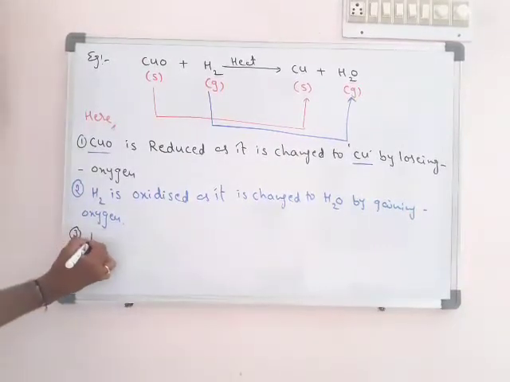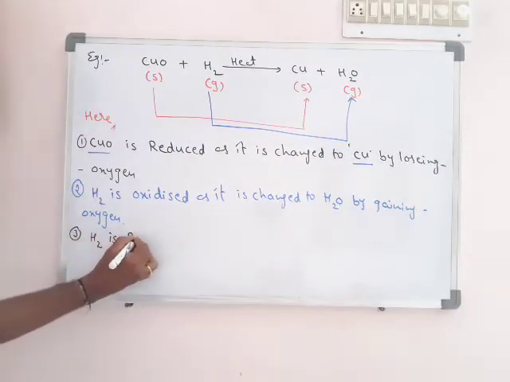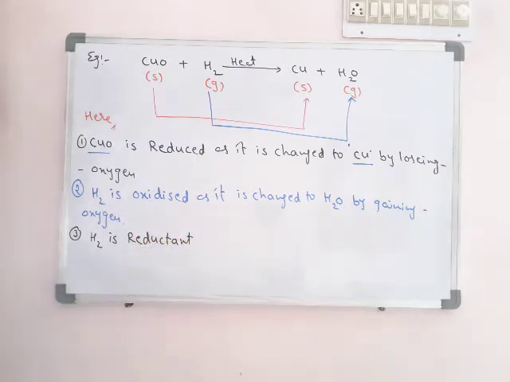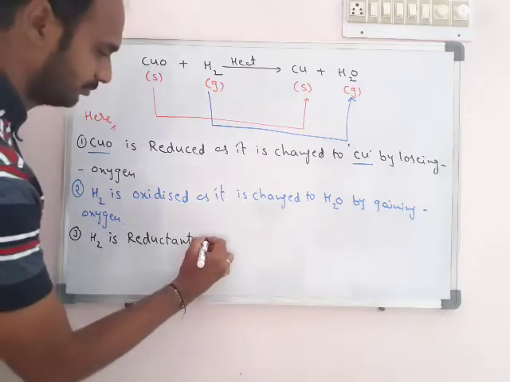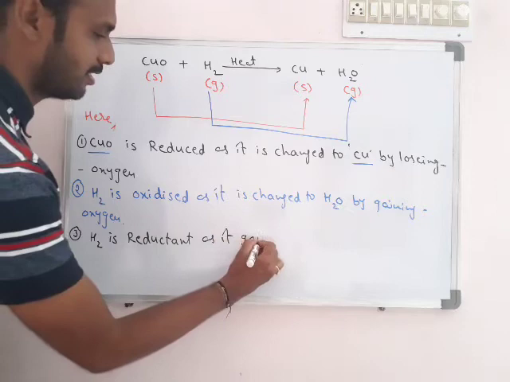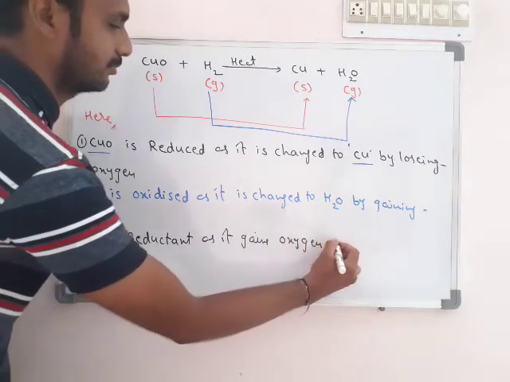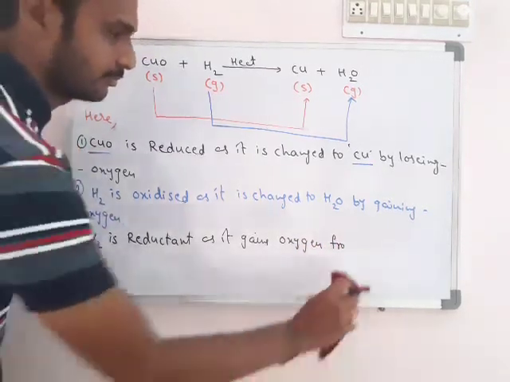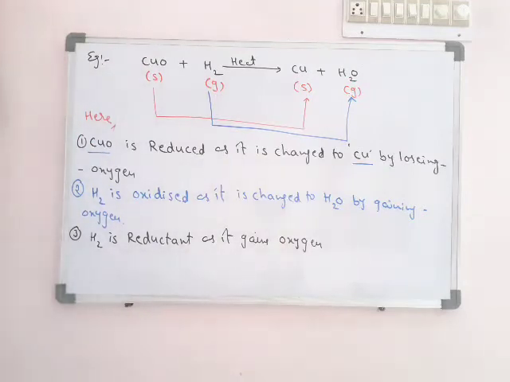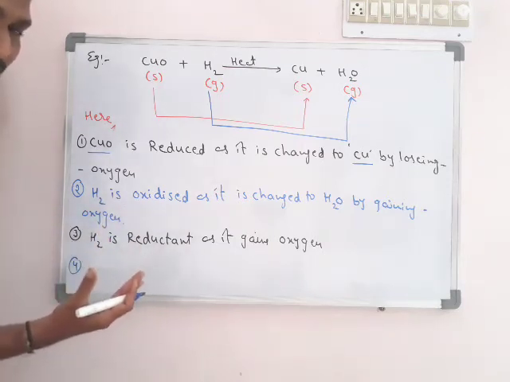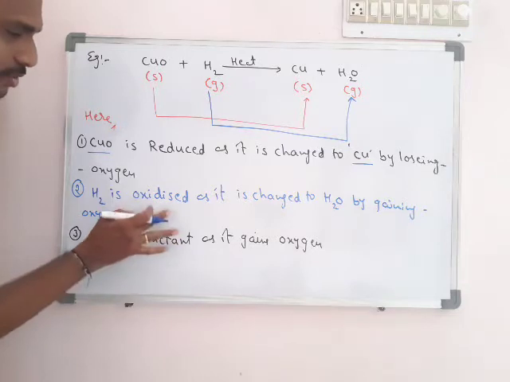Okay. H2 is reducing agent. Simply we can write H2 is reductant, as it gains oxygen. Next, now we see what about oxidant. See, H2 is oxidized. H2 absorbed oxygen, H2 gained oxygen. That's why it is called oxidized.